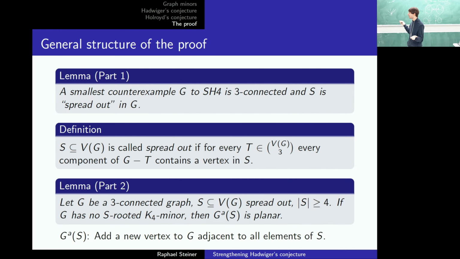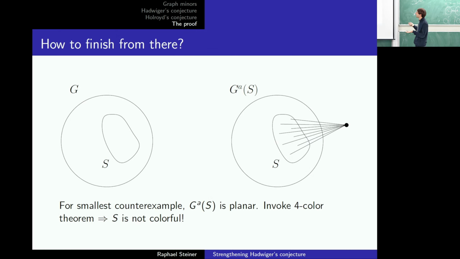And I will already tell you now how we finish, so that you don't wait for the nice argument. That's the only point where we use the four color theorem. In the smallest counterexample, G_A of S is planar. Invoke the four color theorem. This gives you a coloring of this extended graph with 4 colors.